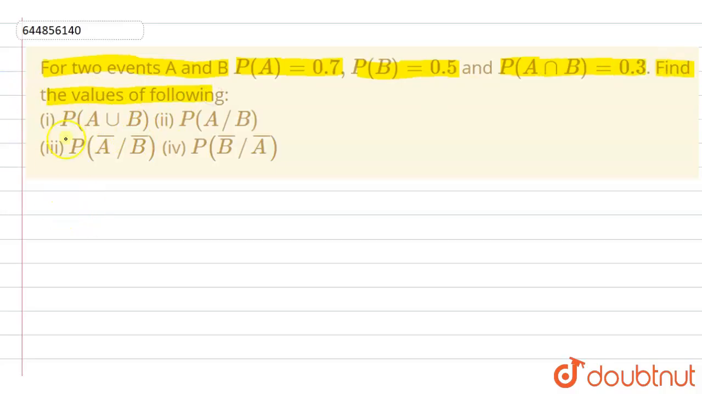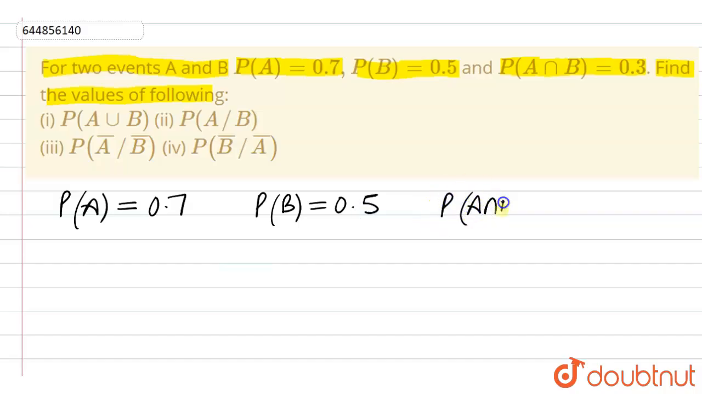The first part: first of all, we have given probability of A is 0.7, probability of B is 0.5, and probability of A intersection B is given equal to 0.3. Okay, this is what we have given. Now we have to find probability of A union B.